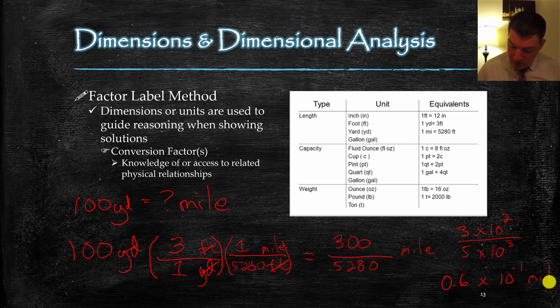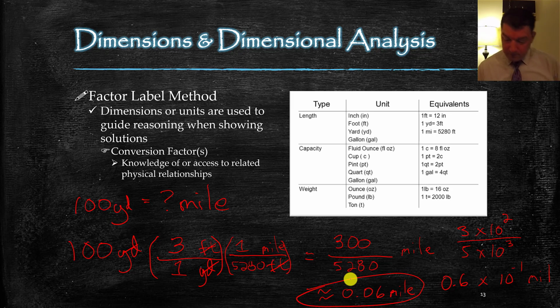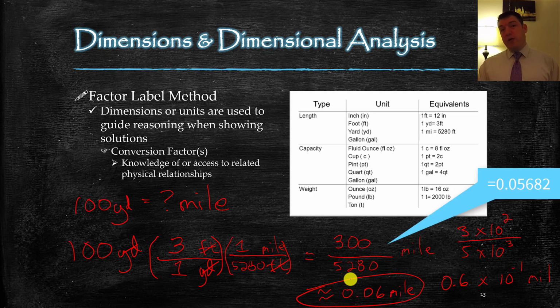0.6 times 10 to the negative 1 means that to 1 sig fig, which is what we want our answer to, that 100, those are trailing zeros, no decimal point, so they don't count, is 0.06 miles. Hopefully I did that correctly. I could check it with a calculator, but I'm pretty confident with that rapid estimation without having to check it with a calculator.